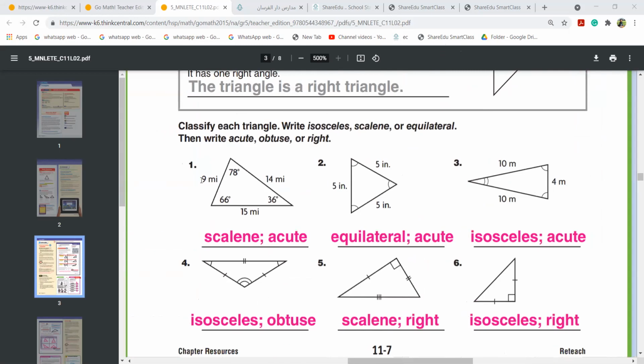Why is it scalene? Because 9, 14, and 15 are all different. It is called scalene. And look at the angles. All are less than 90. It is called acute. If you want, you can write it down here. Less than 90, it's called acute. 90, it's called right. More than 90, it's called obtuse.